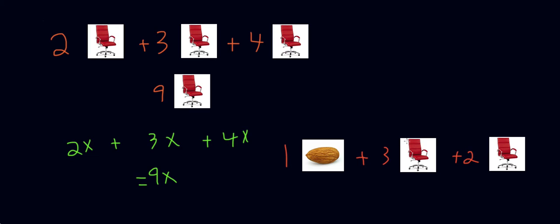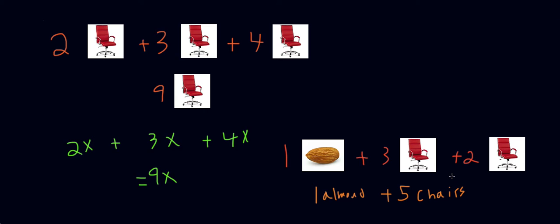So now right here you might be tempted to add the 1 and the 3 and the 2 and call that 6x, but it wouldn't work like this, because here we have two different items. We have an almond and an office chair, so we cannot represent those with the same variable. So in this case, we will rewrite this as 1 almond plus, well, 3 office chairs plus 2 office chairs. So we can simplify that as 5 office chairs. So 5 chairs.